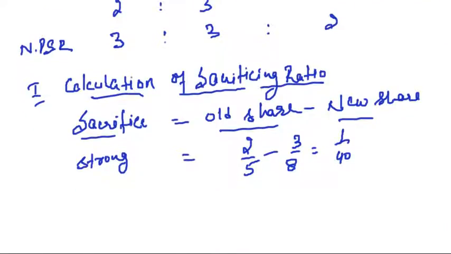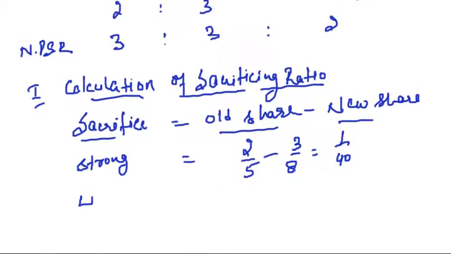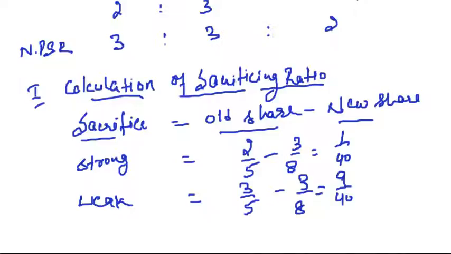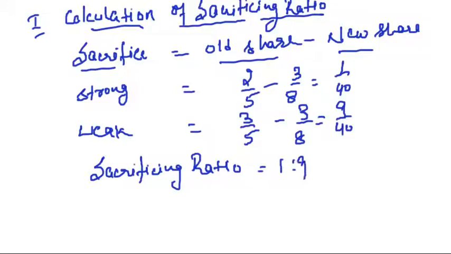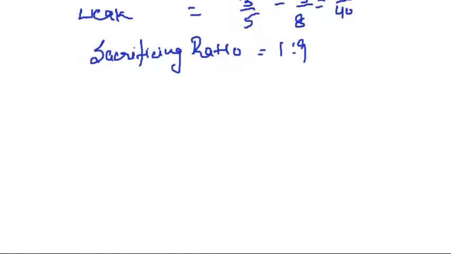Now for Weak, what is the old share? 3/5. New share 3/8. This comes to 9/40. So what is the sacrificing ratio? The sacrificing ratio turns out to be 1:9. Right? Now you can easily pass the journal entries.